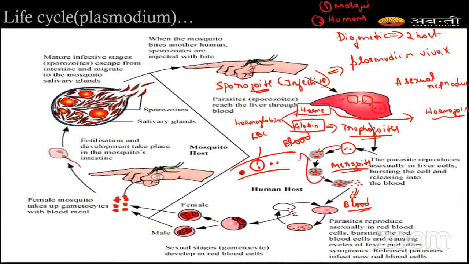Okay, see here now, hemozoin was released into the blood, right? So now it is causing the fever. Okay, due to the hemozoin, you are going to get the fever. So it is sending the message to the brain. Through that, the person is going to get the fever.